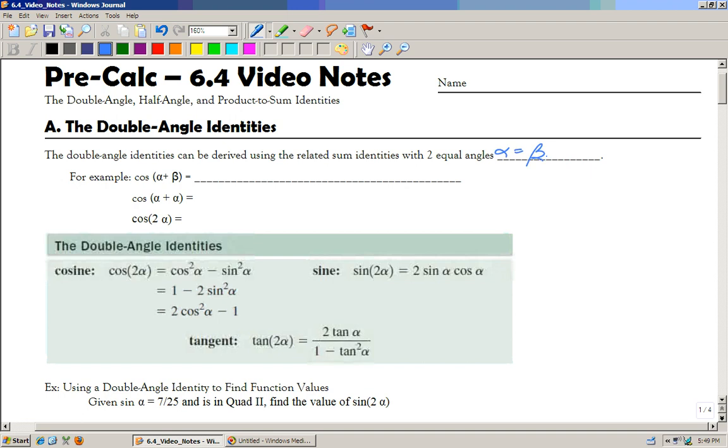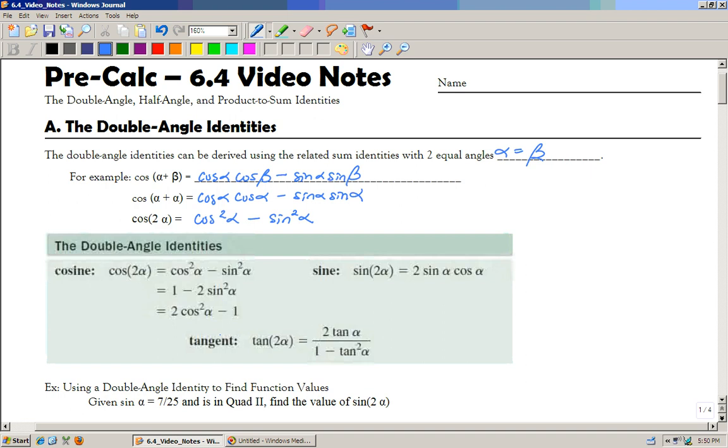So one of these double angle identities can come from the sum of cosine of alpha plus beta. Remember that that's cosine of alpha, cosine of beta, minus sine of alpha, sine of beta. So if you take alpha and plug it in for the betas, because those are equal to each other, you get cosine alpha cosine alpha, minus sine alpha sine alpha, where the betas are replaced with alphas. And then your cosine times cosine is cosine squared, and sine times sine is sine squared. And now you notice that that's the double angle formula for cosine: cosine squared minus sine squared.